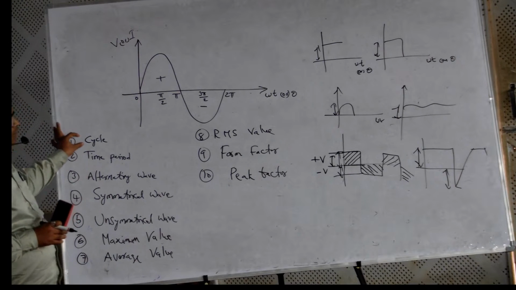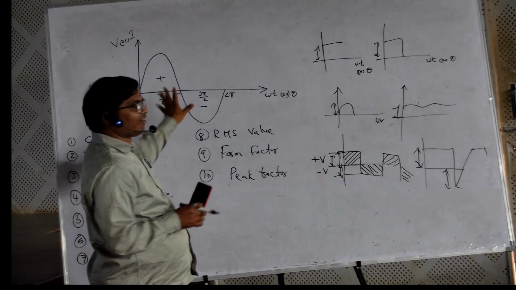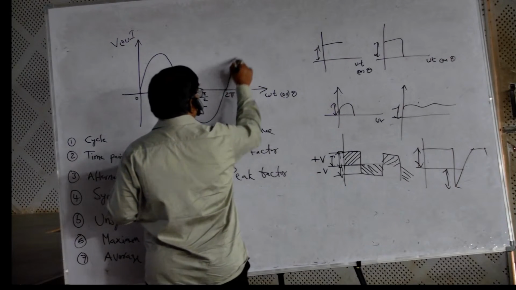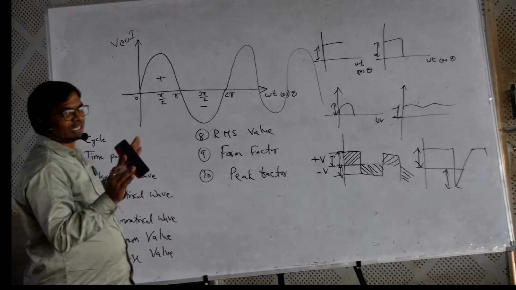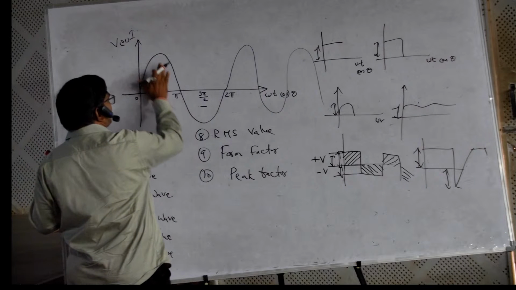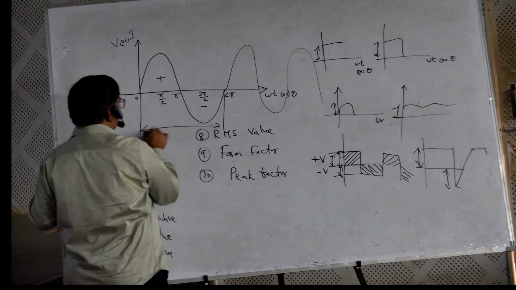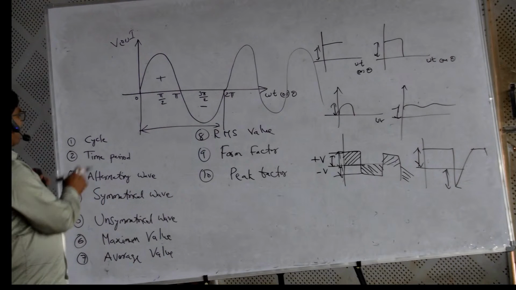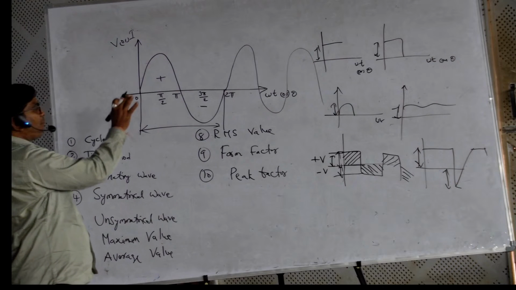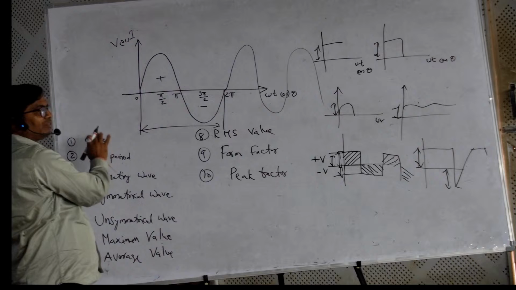So a cycle is nothing but one complete set. Again it is rotating here, and so on. We'll take only one set. One set means here positive, negative. So this is nothing but a cycle. A cycle is one set of complete positive and negative, known as a cycle.